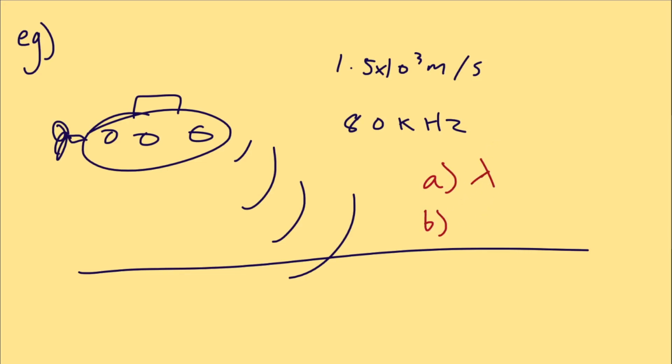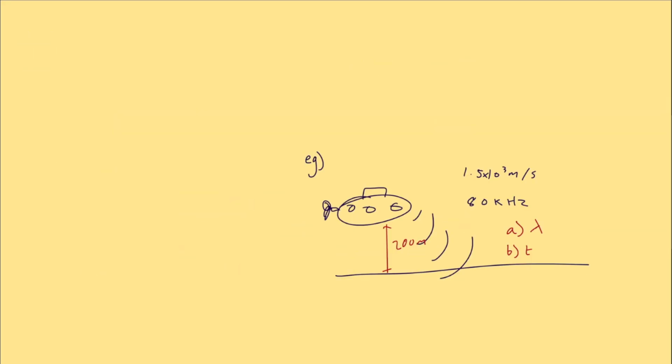The speed of sound in water is roughly 1.5 times 10 to the power 3 meters per second. And the frequency of our sonar ping is 80 kilohertz. Solve for two values, the wavelength, and if it reflects off the seafloor 200 meters down, what is the time it takes to return? Solve this one by one.